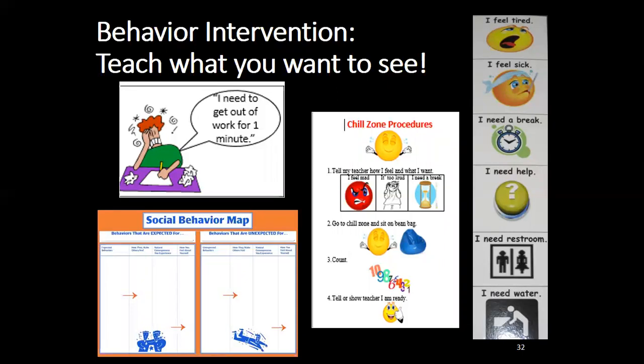You also see a social behavior map that teaches the student expected versus unexpected behaviors. You could use chill zone procedures to pre-teach the student what they can do when they're feeling upset and need a break. And I really like the one on the outside there, so the student can express what they need, how they feel in a more appropriate way. I feel tired, I feel sick, or I need a break. They can point to you and tell you what they need. Very good behavior interventions.